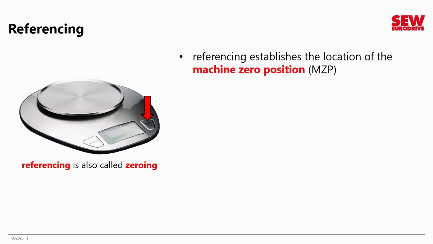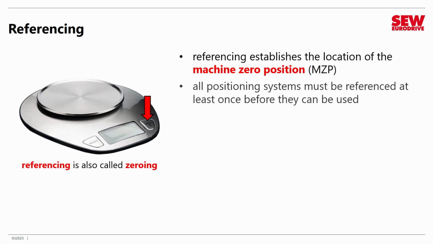What you're doing is establishing what's called the machine zero position, which in SEW literature is usually abbreviated MZP. So you're establishing zero, where in the travel range we consider the 0 point. And everything is relative to that, usually positive or negative, sometimes just one or the other, but often both. And you've got to establish that. We do that when we reference the encoder.